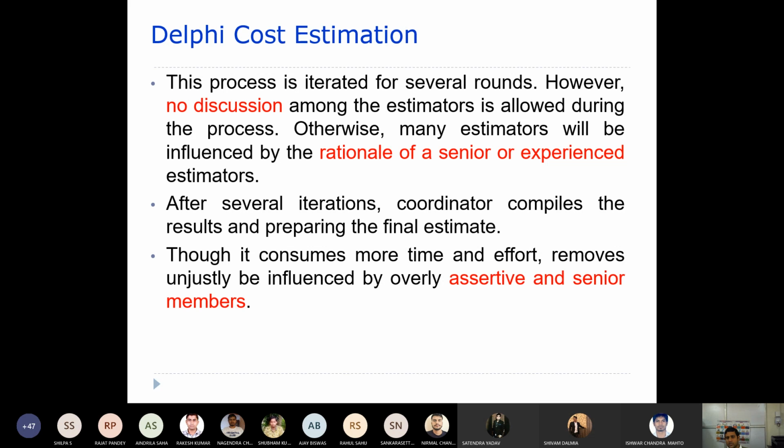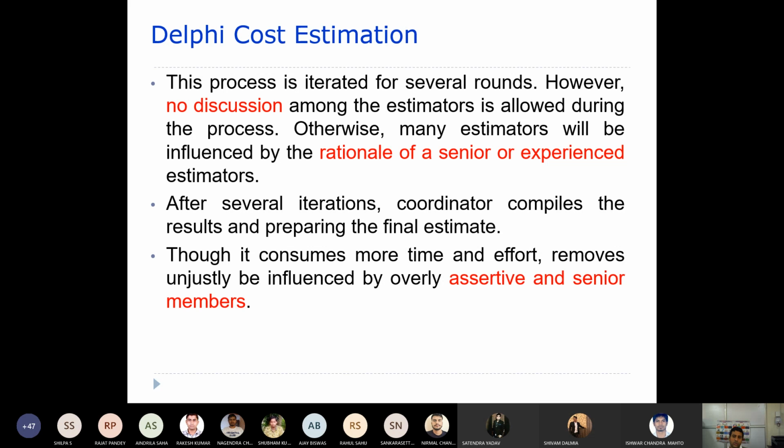After several iterations, the coordinator compiles the results and prepares the final estimate. Okay, so this iteration will be carried out for several rounds, right? After several rounds, the coordinator will come up with the final estimate. Though it consumes more time and effort, it removes the undue influence of overly assertive senior members. So that means the influence will be removed, but it will definitely take more time.